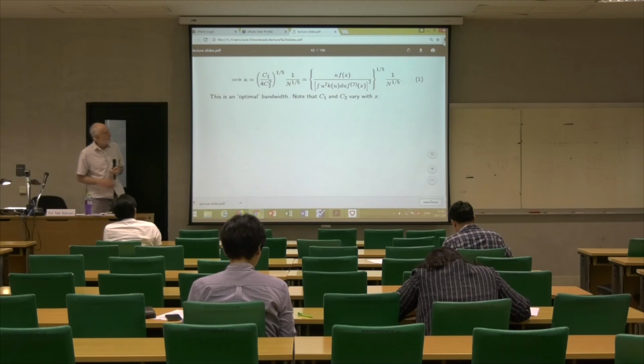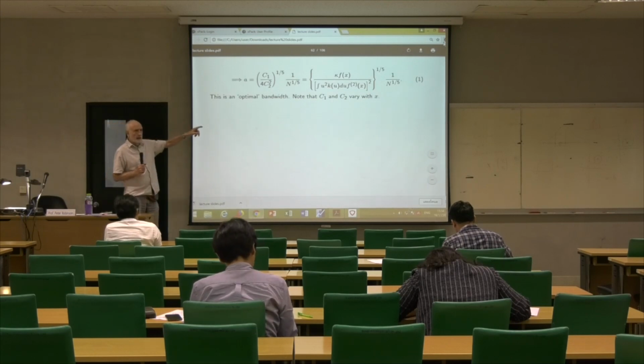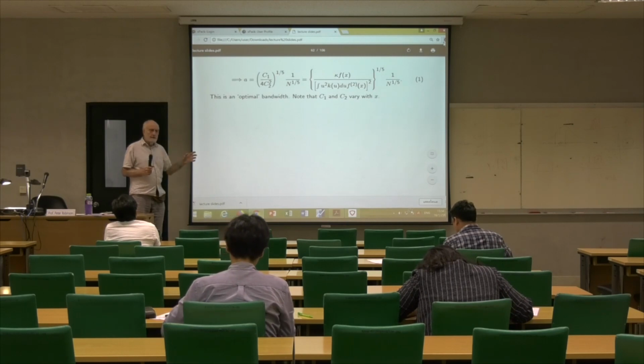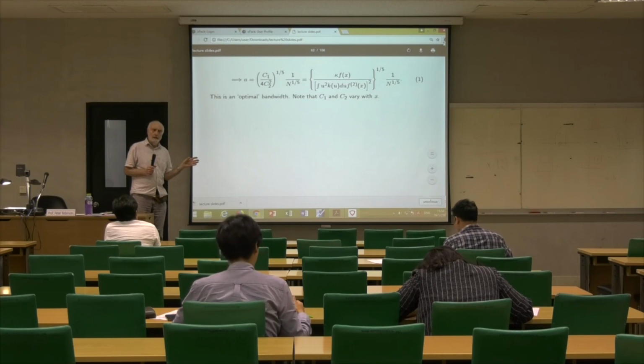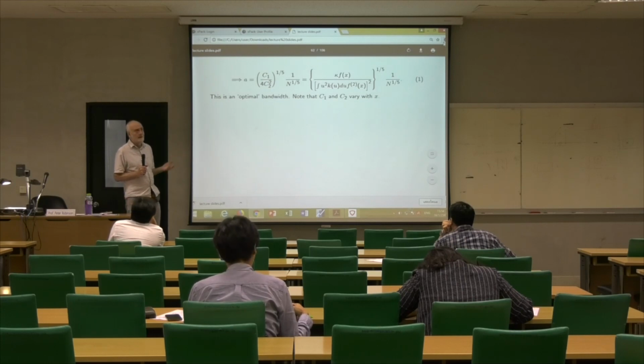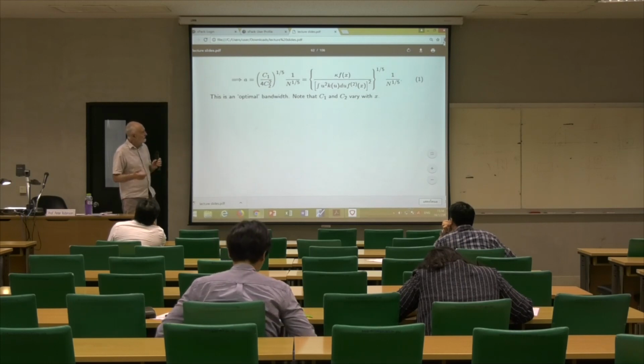Of course, one other point is that C1 and C2 vary with x. And in practice, if we want to compute things for a range of x, we don't want to have to worry about choosing a different bandwidth for each x point. Actually, some of the literature does. You can do that, but it's a lot more effort.